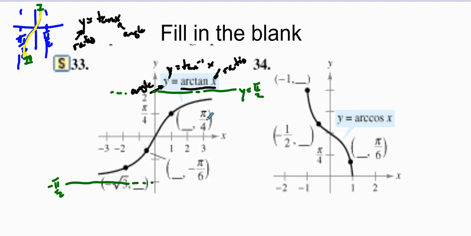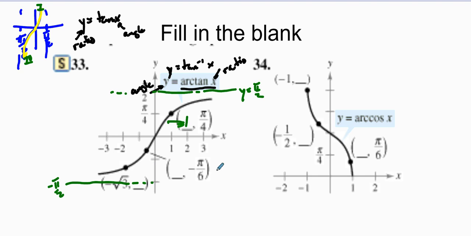Essentially, all we have to do is figure out this value. It's looking for the ratio. The ratio of when you have tangent of pi over 4, what is that ratio? Well, that ratio is going to equal 1. And that's where we put 1 there.